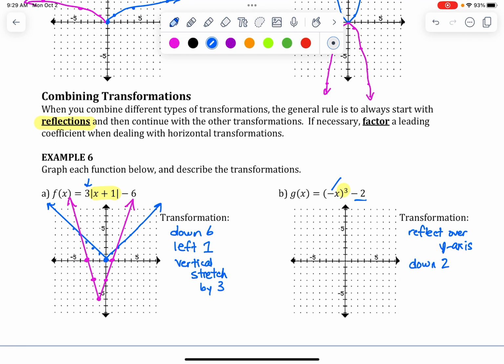All right, so if we plot the parent function, something like that. Get the general idea there. When we apply the transformations, we're going to reflect it over the y-axis and move it down 2. So this point at the origin doesn't get reflected over there. It stays there, so it just goes down 2.